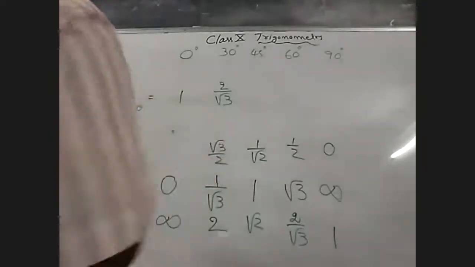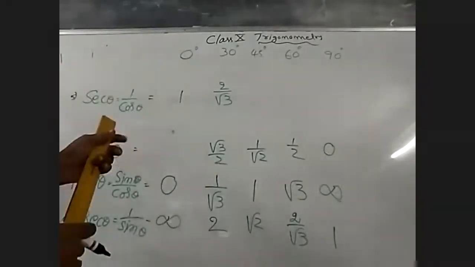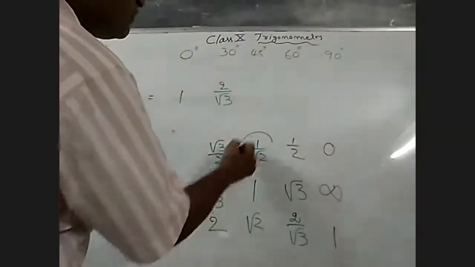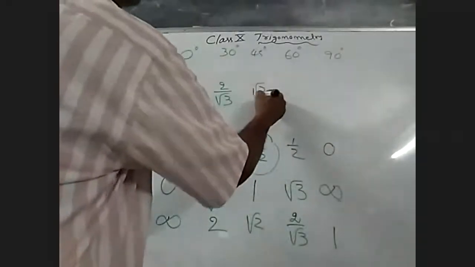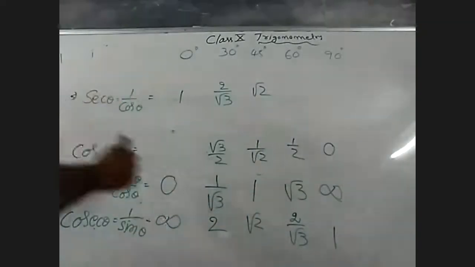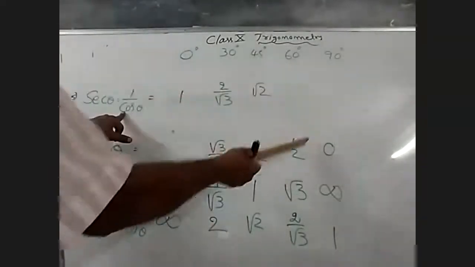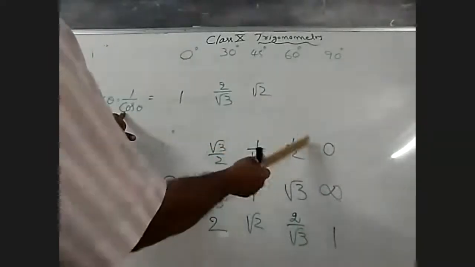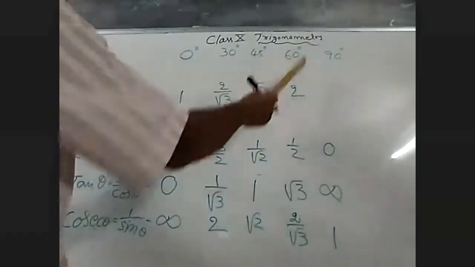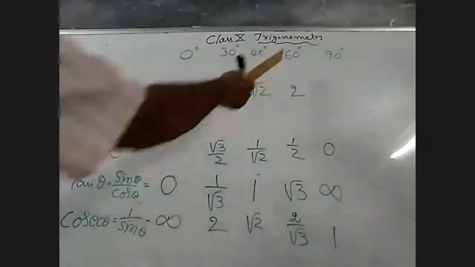In the same manner, secant 45 is 1 by cos 45. The value of cos 45 is 1 by root 2. So the reciprocal of 1 by root 2 is root 2. That is the reciprocal of the cos value. Again, secant 60 means 1 by cos 60. What is the value of cos 60? 1 by 2. So the reciprocal of 1 by 2 is 2. So secant 60 is equal to 2.